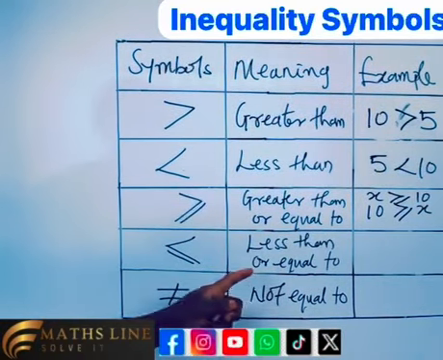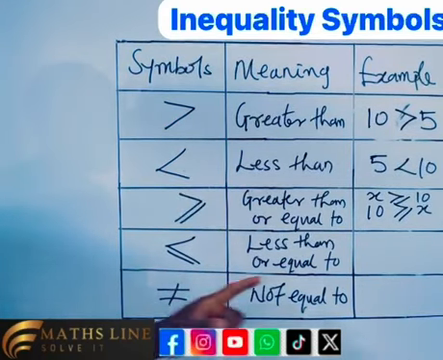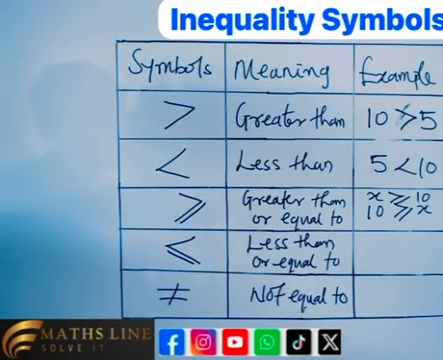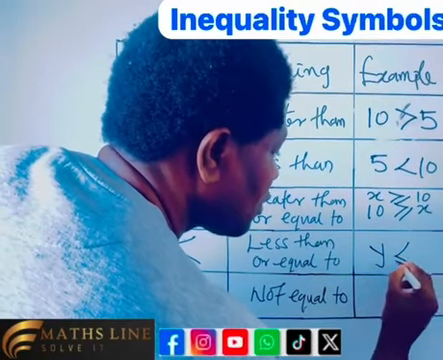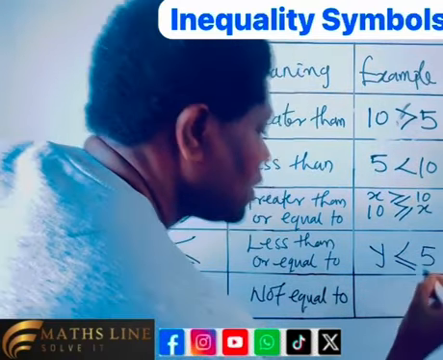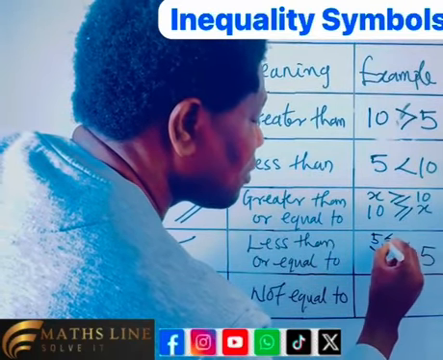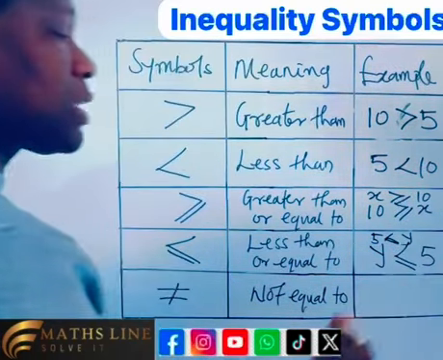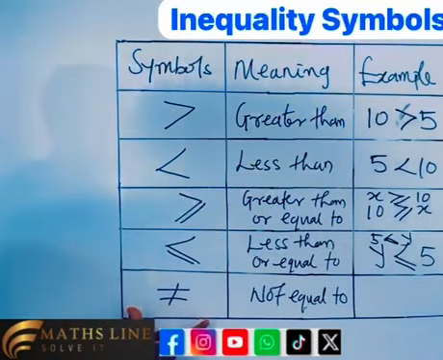Now we have the other one, which is less than or equal to. To express this with values, we can say y is less than or equal to 5. Or you can go the other way and say 5 is less than or equal to y. Either one is acceptable.